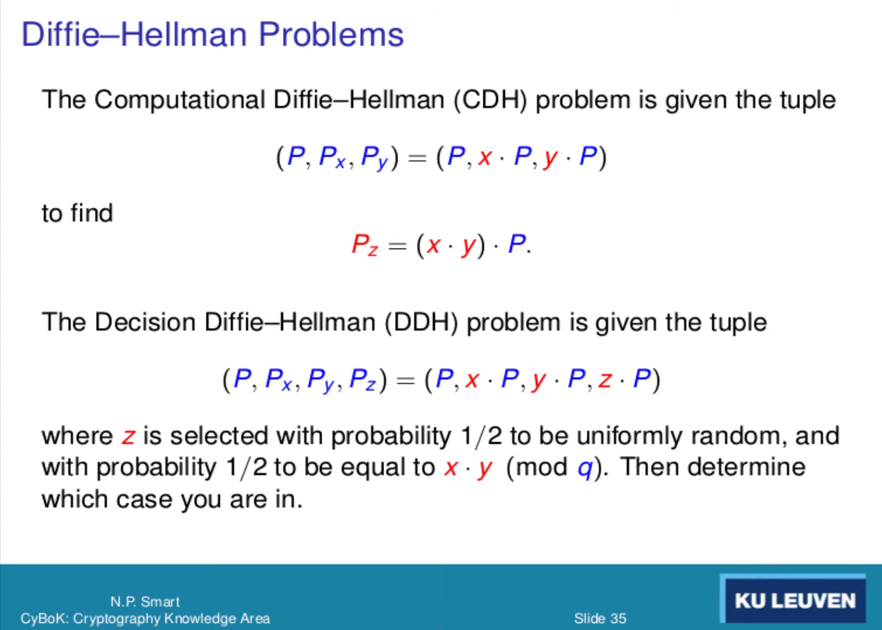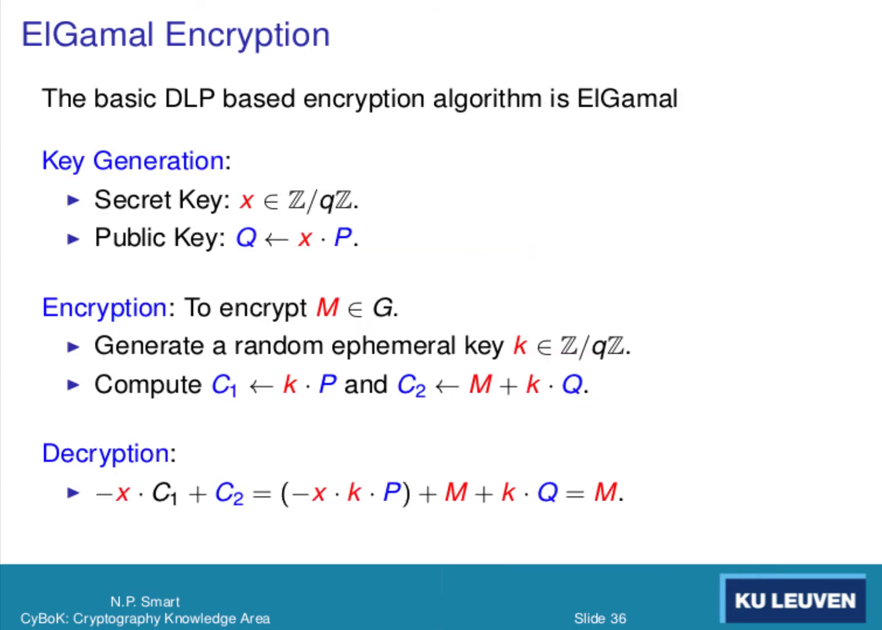From these discrete log-based problems, the discrete logarithm problem and the Diffie-Hellman problem, we can define a very simple encryption scheme called ElGamal. In ElGamal we take a secret key x, multiply x times P to give us Q, and that gives us the public key Q. To encrypt a message, which is an element in the group, we take a random ephemeral key k, compute k times Q and add it to m. This gives us the C2 component. Then we multiply k by P to give us the C1 component. C1 and C2 form the ciphertext.